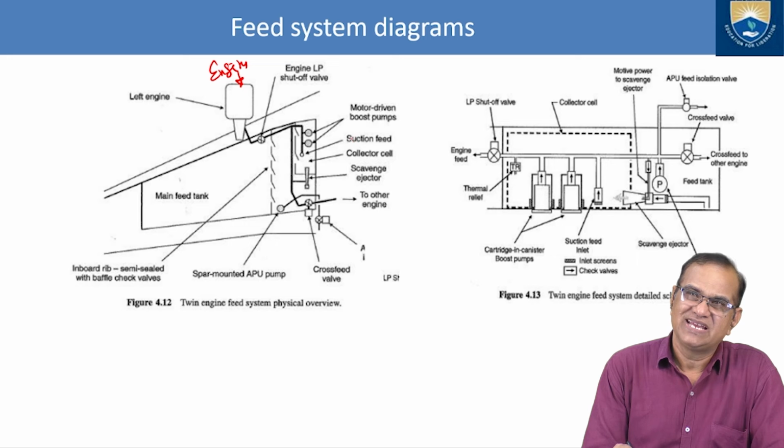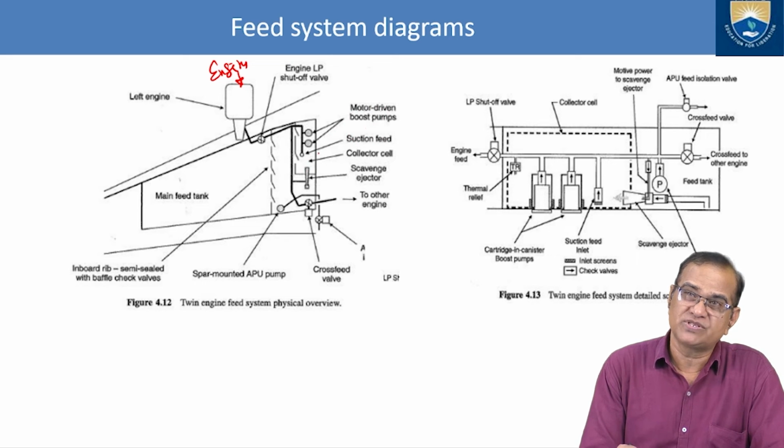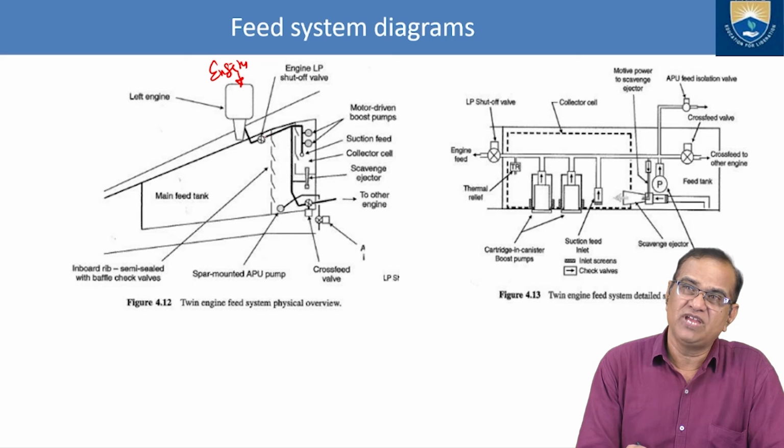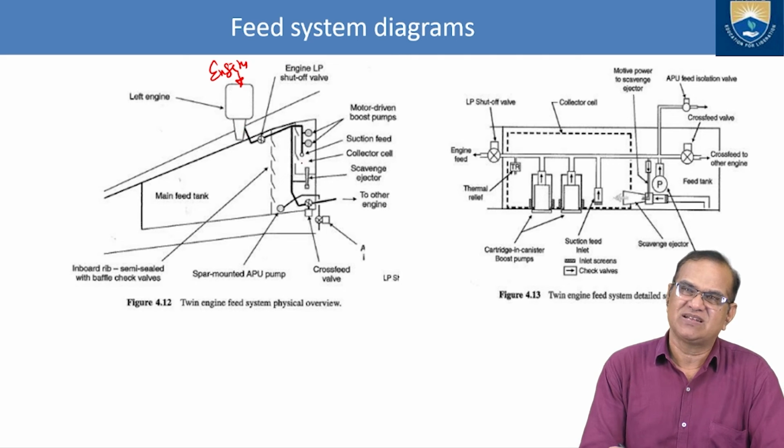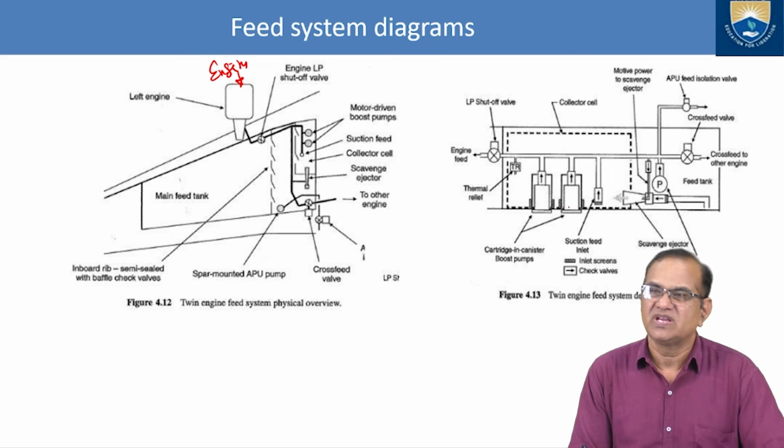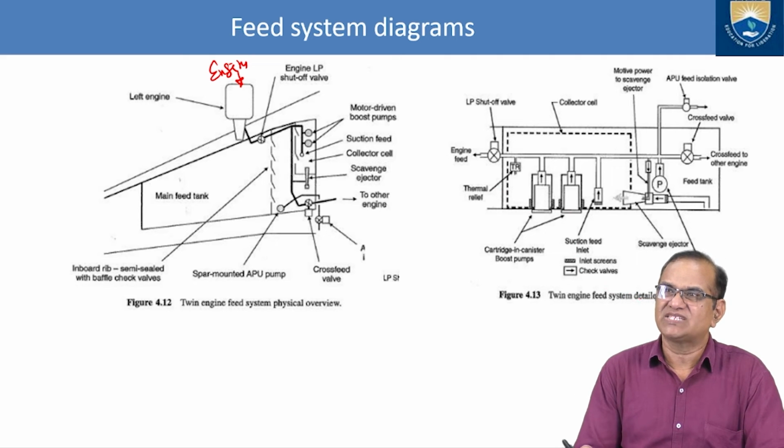how much fuel is there. Suction feed is also there. Then we have the motor driven booster pumps. These are the booster pumps. Then we have the engine driven LP shut off valve, and then we have the engine pumps here. So it is a schematic of the twin engine feed system of any aircraft. Twin engine feed system detailed schematic.